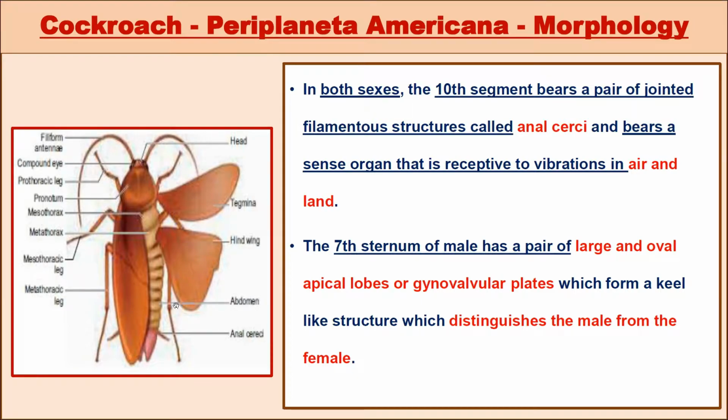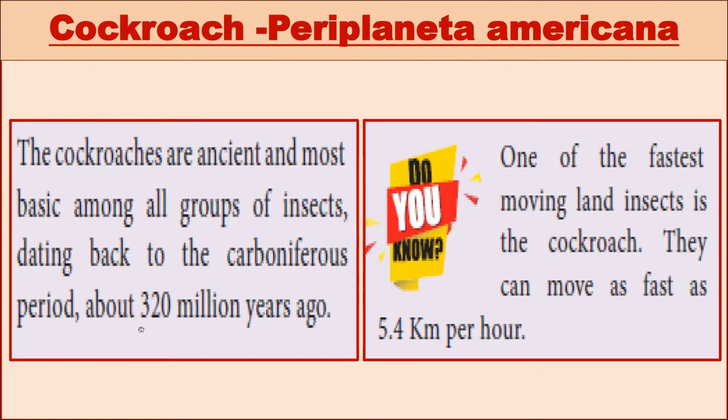The 7th sternum of the male has a pair of large oval apical lobes called gynovalvular plates. This forms a keel-like structure that distinguishes the male from the female. Cockroaches are most ancient. They are found from the Carboniferous period, that is 320 million years ago. The fastest moving land insect is the cockroach. It can move 5.4 kilometers per hour.